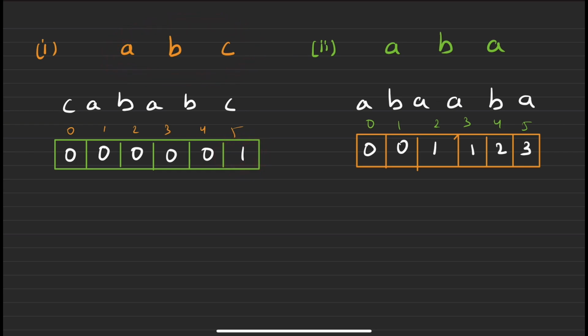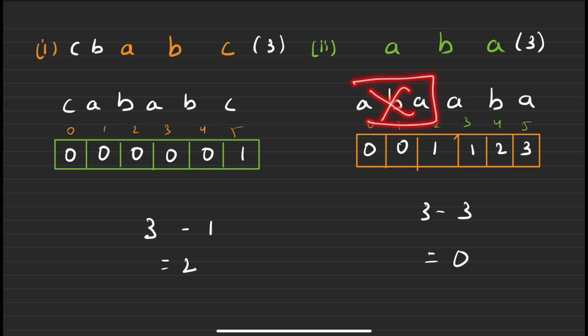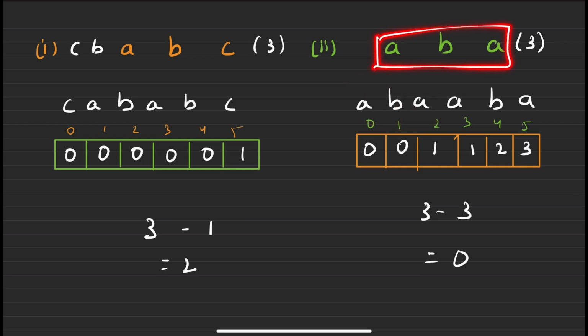The length of ABC here is 3, right? So if we take the difference of 3 with the last element, which is 1, we get 2. This 2 signifies that we need to add 2 extra characters here. And what could be those 2 extra characters? CB. Simple. Similarly, the length of this string is 3, so 3 minus 3 equals 0. That means there is no need of adding any extra characters, because the string itself is a palindrome.